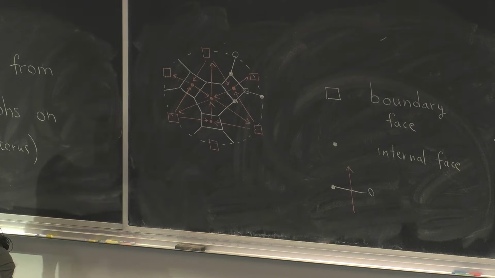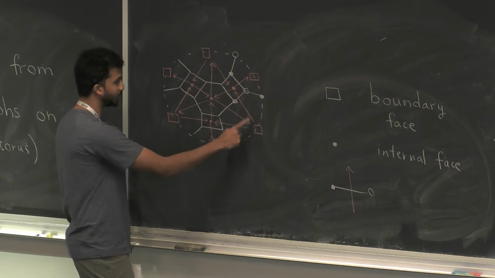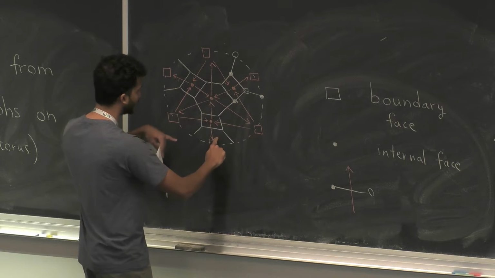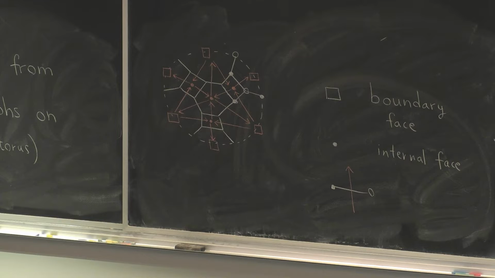So I think I drew all of them. You don't draw arrows between the frozen vertices, so we don't need to draw these arrows. And this would be the quiver in this example.